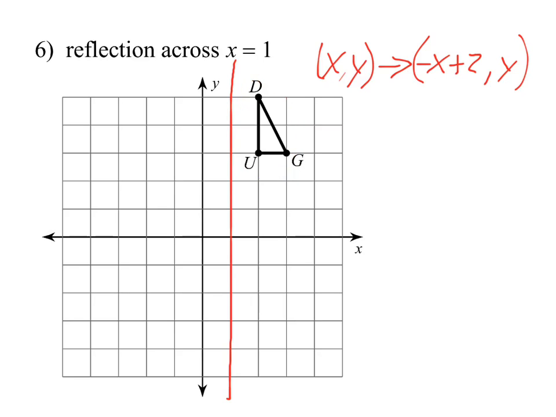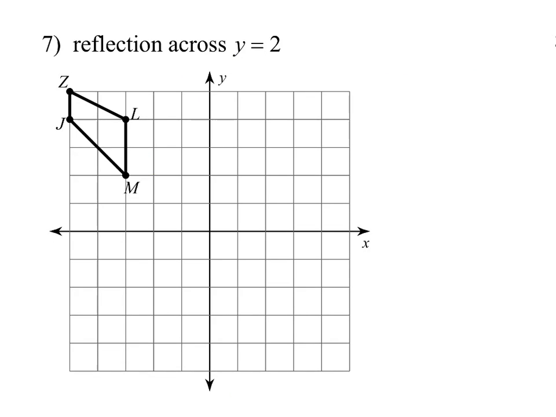It's a little bit difficult to use the function, but on reflections you can do some counting. So U is 1 to the right, so U prime is going to be 1 to the left. G is 2 to the right, so G prime is going to be 2 to the left. And D is 1 to the right, so D prime is going to be 1 to the left. Connect those up, and you get the figure reflected. Yep, and that's the whole transformation.